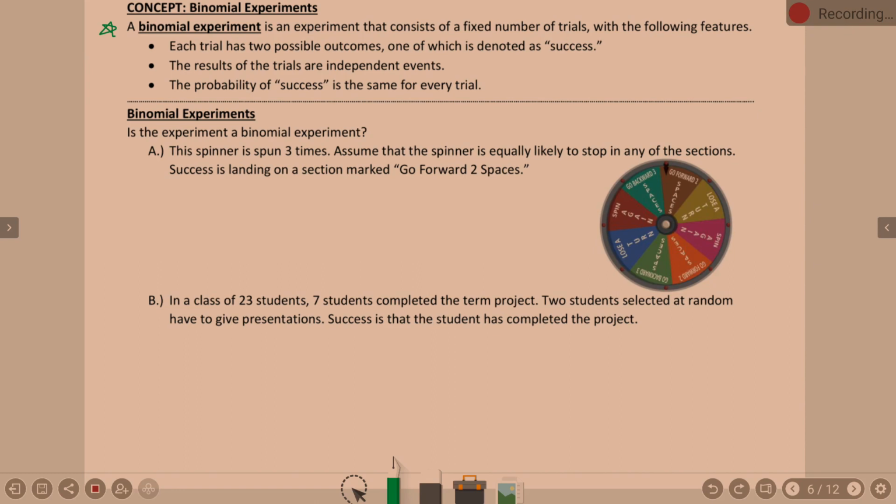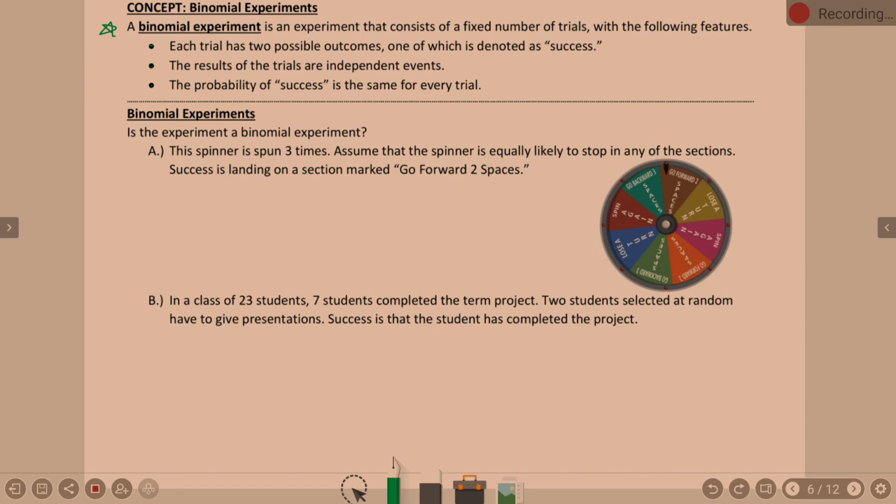Each trial has two possible outcomes, one of which is denoted as a success. So the idea is that there's whatever you're looking for, the success, and you can term everything else as the rest, essentially. The results of the trials are independent events, so one result does not have anything to do with the other. And the probability of success is the same for every trial. So basically we're looking for uniform results as opposed to not uniform results. Those are your three pieces that are important in deciding if something is a binomial experiment.